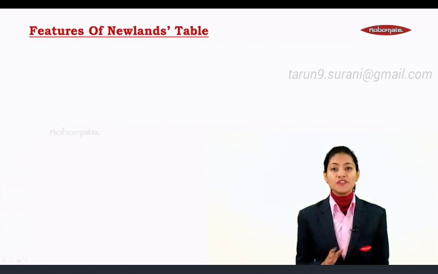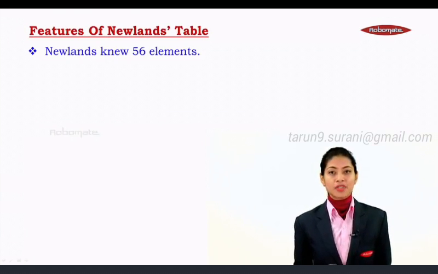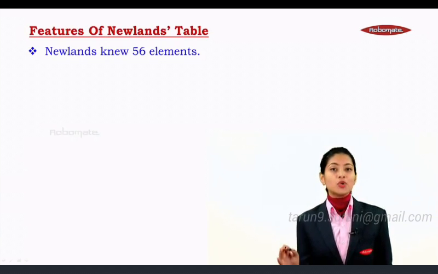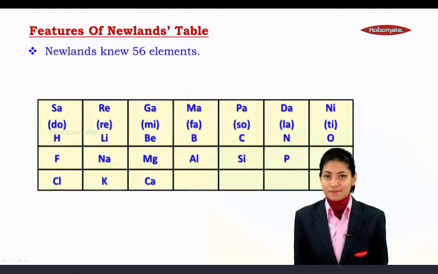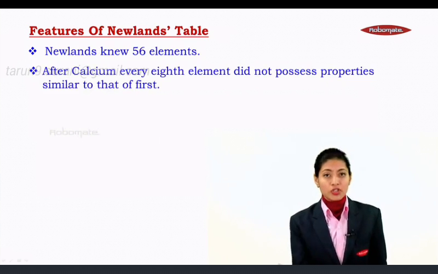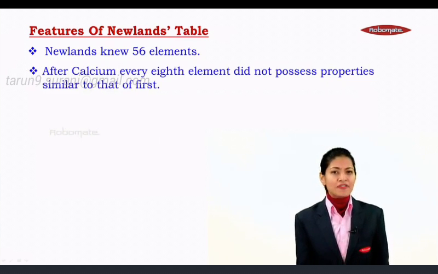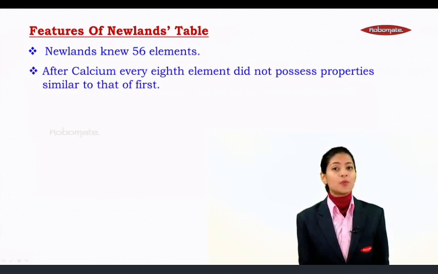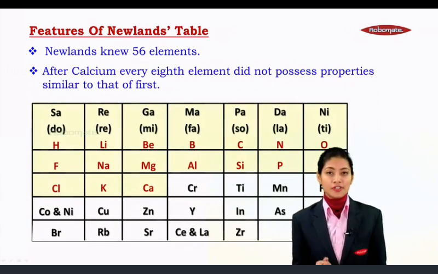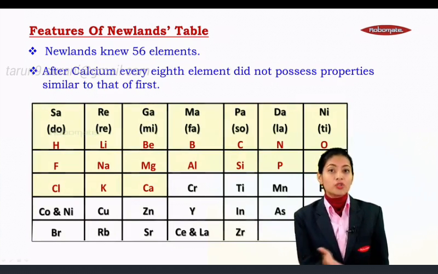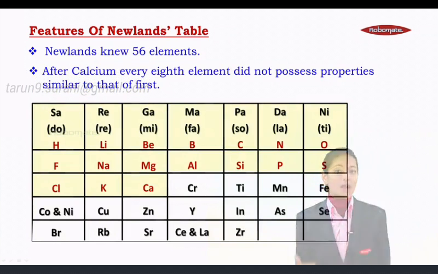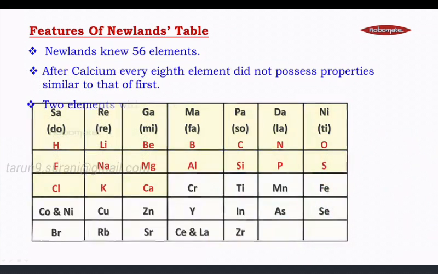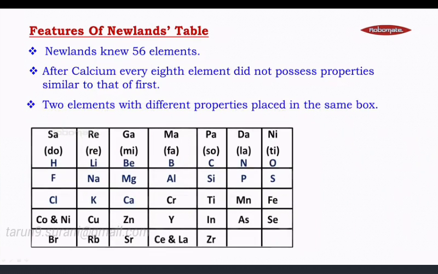Let us move on to the features of Newland's table. Newland during that time knew only about 56 elements. So he arranged those 56 elements. After calcium, every 8th element did not possess the property similar to that of the first, which should go according to Newland's law of octaves. But after calcium, it was not found to be true. Two elements with different properties were placed in the same box.